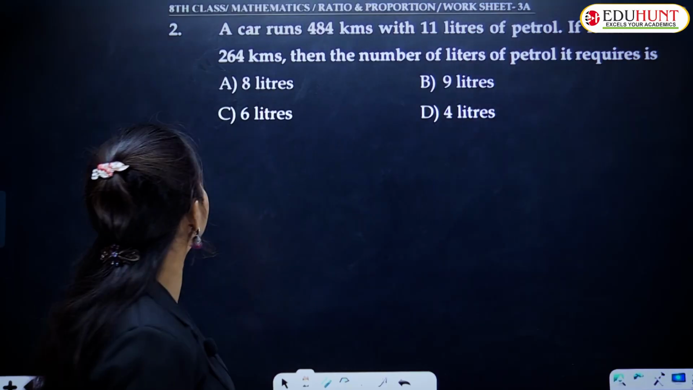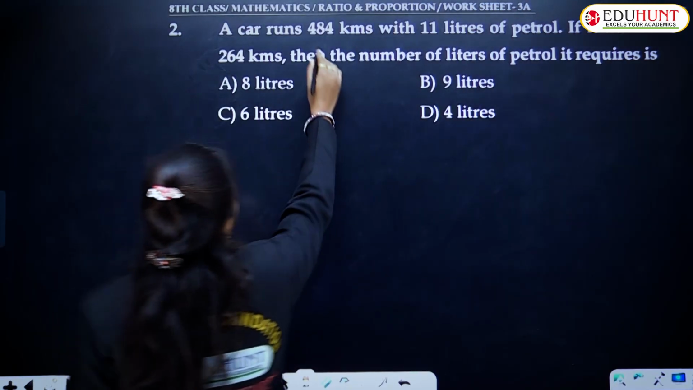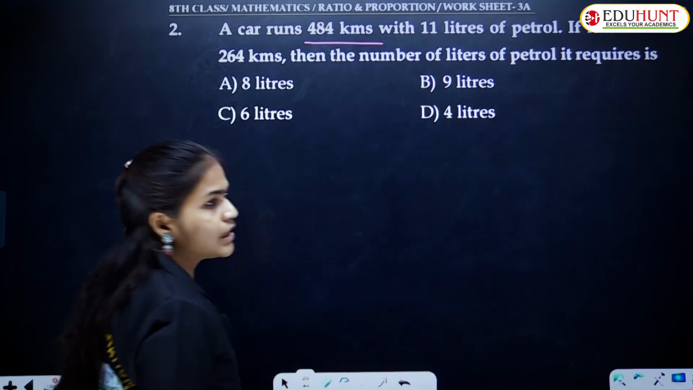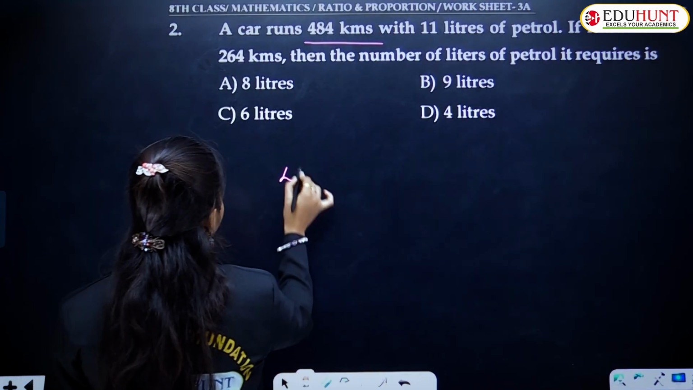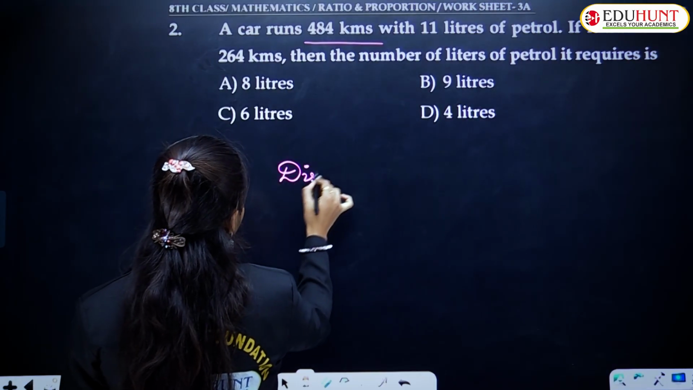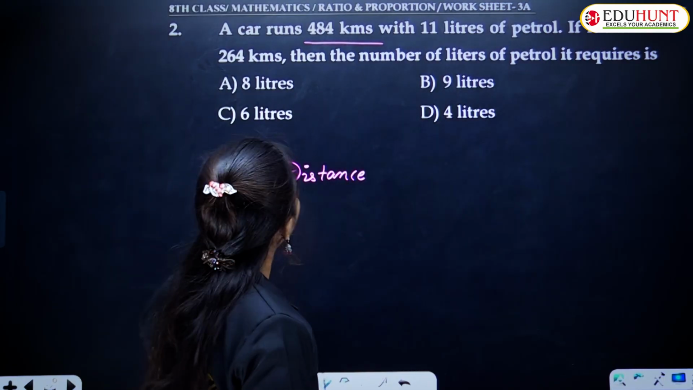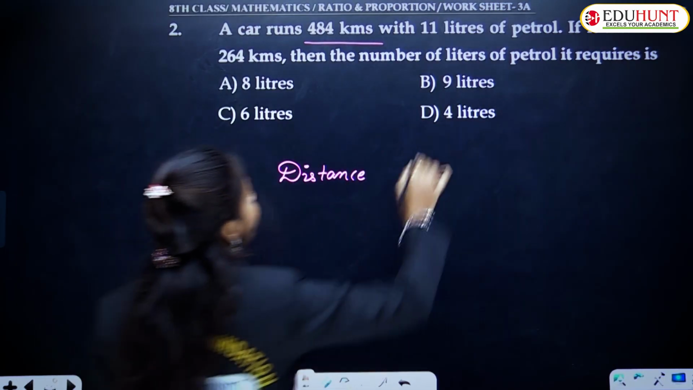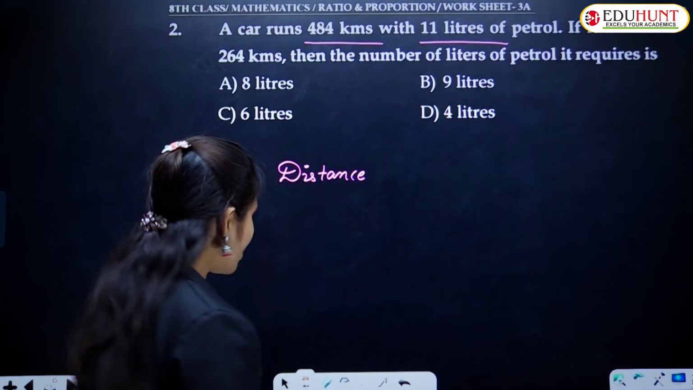Some more questions, see here. A car runs 484 kilometers. That is the distance only, no? In this question they have given the relation between the distance and the number of liters of petrol used.